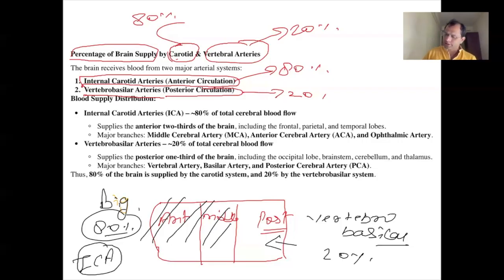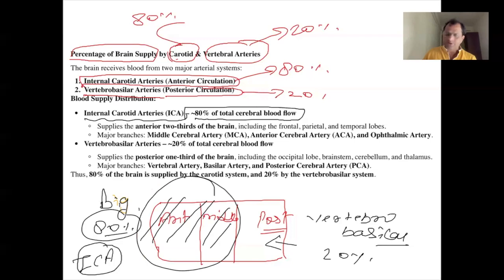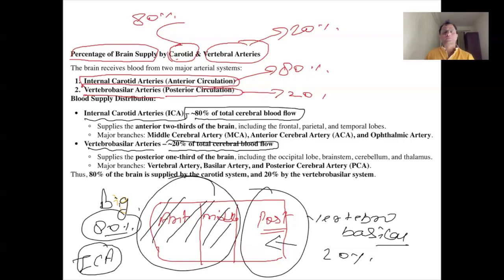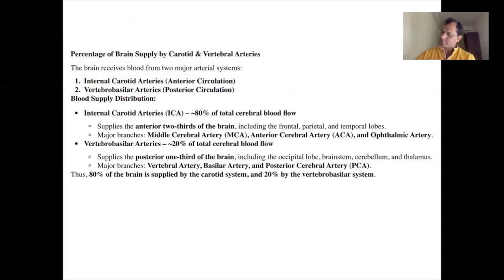So it's written here: the internal carotid artery supplies 80% of the total cerebral blood flow, meaning the anterior and the middle part. And the vertebrobasilar artery supplies 20% of the total cerebral blood flow, meaning this posterior part. Right? Okay, so we can understand again in a very simple way.